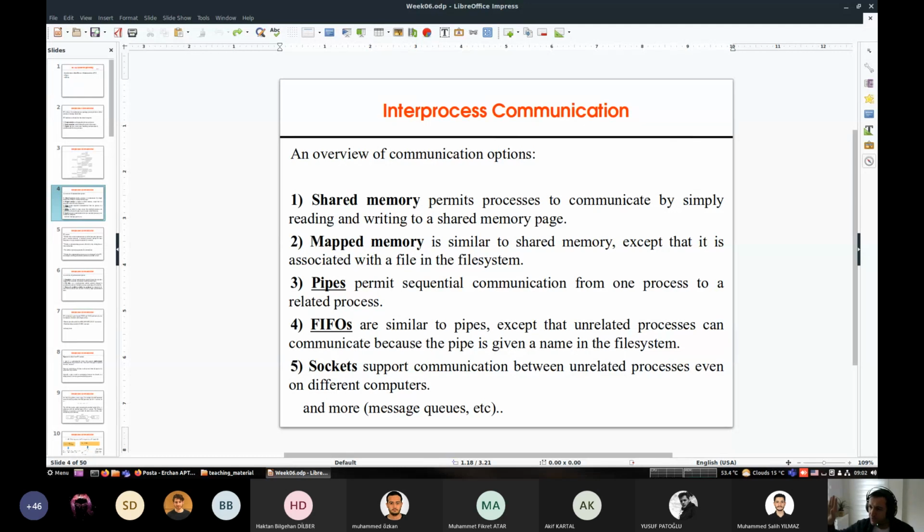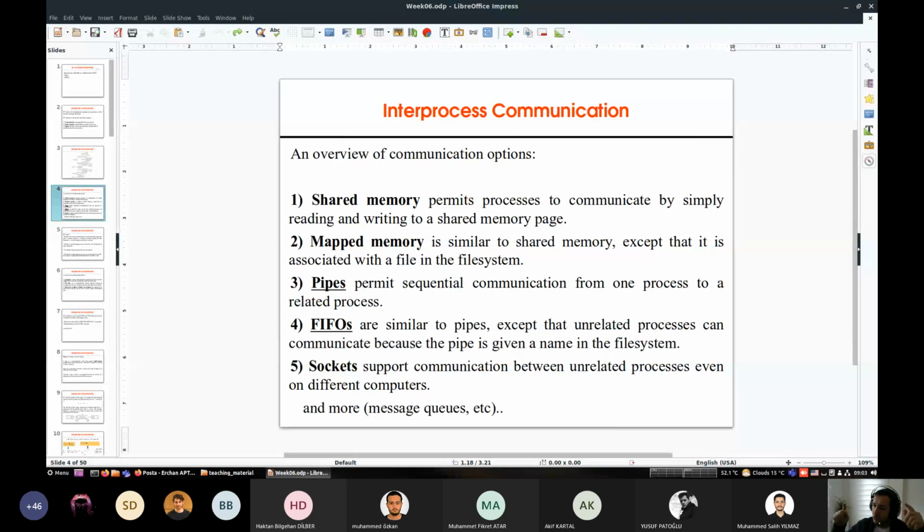Now, first, communication. Let's forget about synchronization for now, and let's talk about communication. We have 5 big categories. Remember, I'm not counting in messages. That is beyond the scope of this course for now. Now, number 1, shared memory. Shared memory is a tool that permits processes to communicate by simply reading and writing to a shared memory page.